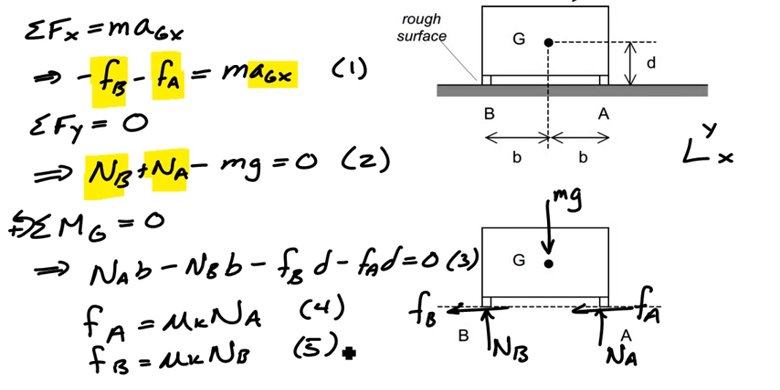And so if you solve the system of 5 equations, 5 unknowns, you can solve for the reactions NA and NB as asked for in the problem, and adopt a straightforward algebraic approach to do so.